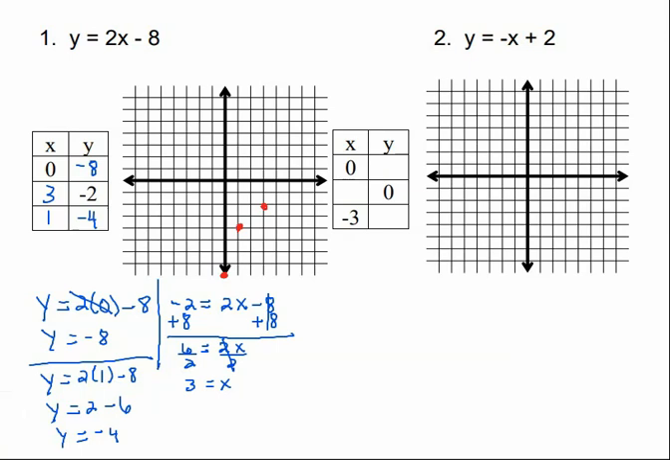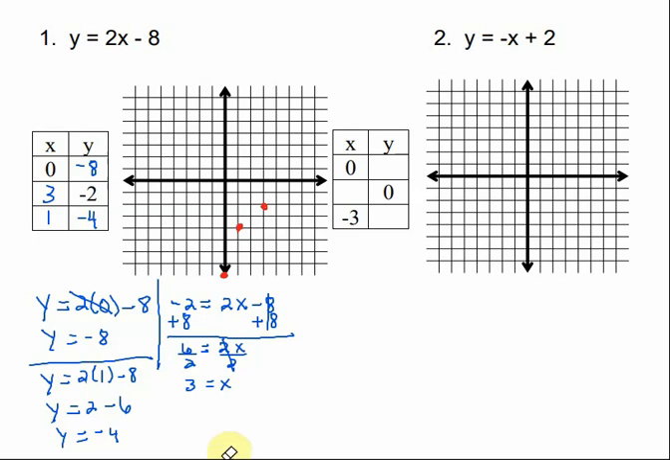Well, oh, I didn't plug in 3. I plugged in negative 2. So I plugged in negative 2 for y, and added 8, got 6, bring down the 2, divide by 2, and I got 3. That one's right. Here I plugged in 1. 2 times 1 is 2, but then somehow my 8 turned into a 6.